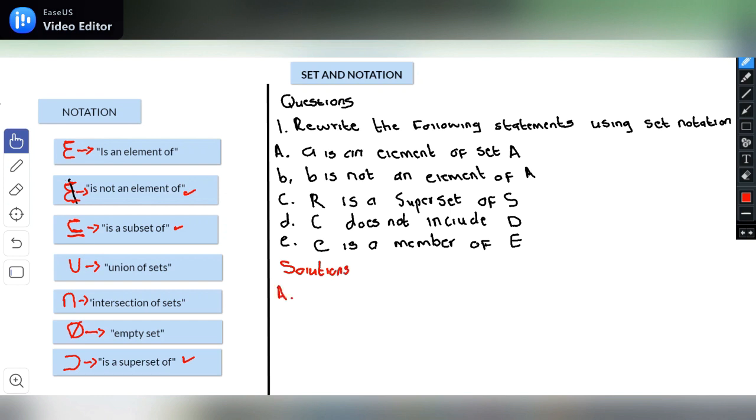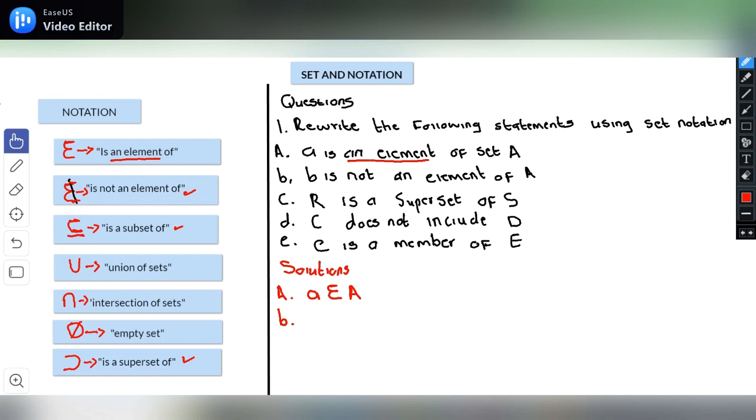For letter A, we have: a is an element of set A. So how can we write it using the set notation? Remember that it says a is an element of set A, right? An element. So if you check the first symbol, it says that this is an element of. So meaning we're going to have the small letter a, and therefore we use the symbol ∈, and then set A, which is the capital letter A. Therefore, that's it with the first question. That's how we answer it.